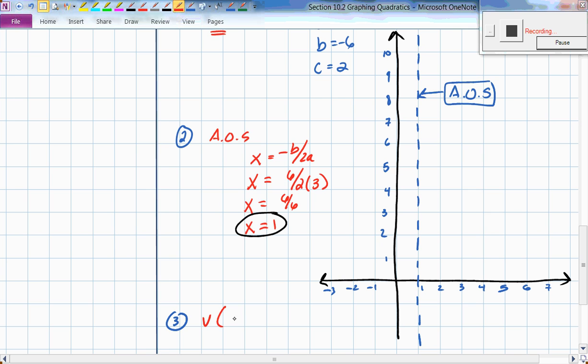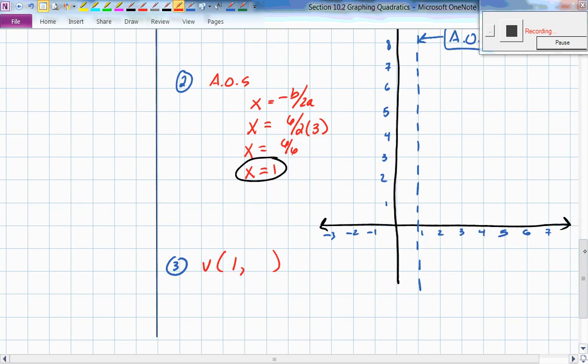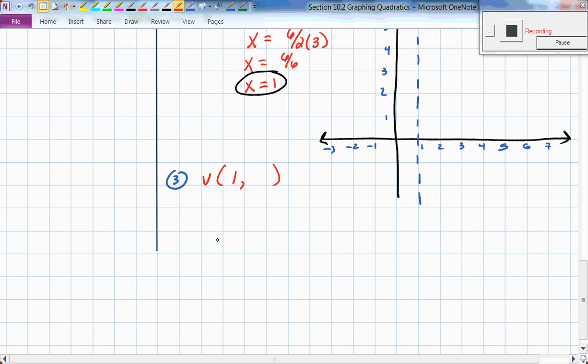So the vertex is at 1, something. I don't know what it is. But I'm going to resubstitute it in and see. So I'm going to say, well, y is going to be 3 times 1 squared minus 6 times 1 plus 2. What am I doing right now? What am I doing at this step right here? Describe this step for me. What am I doing right there at that line? What am I doing? I'm trying to find the y. How am I doing it, though? There is a technique I'm using.